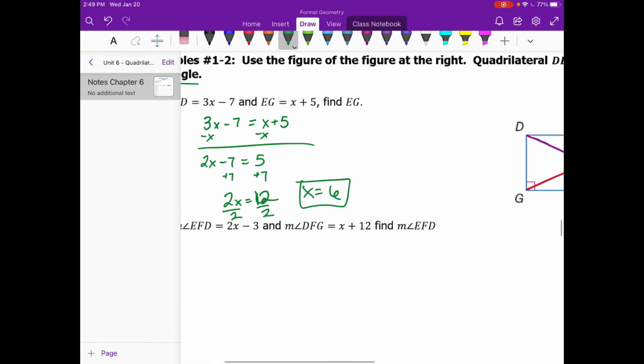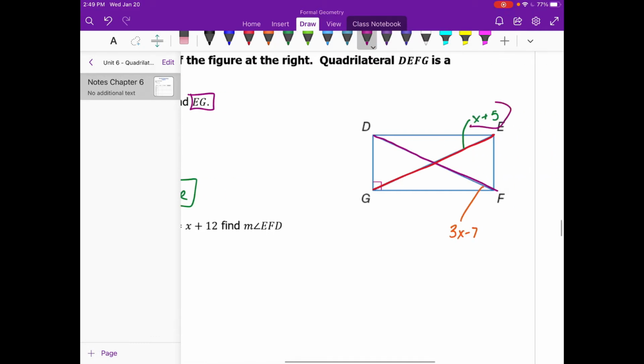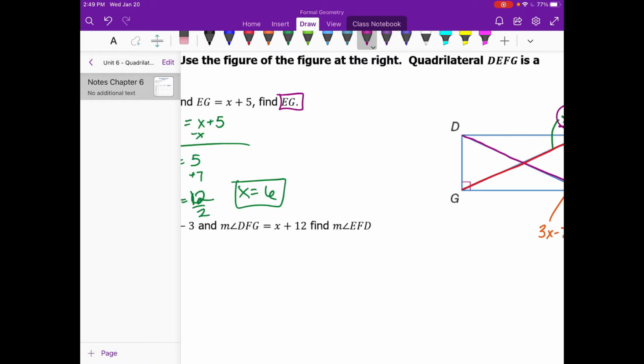Now we need to go back and answer the question. We need to find EG. EG, remember, is just x plus 5. So instead of x plus 5, I'm going to do 6 plus 5 because x is 6. So 6 plus 5 is 11. So EG is 11.